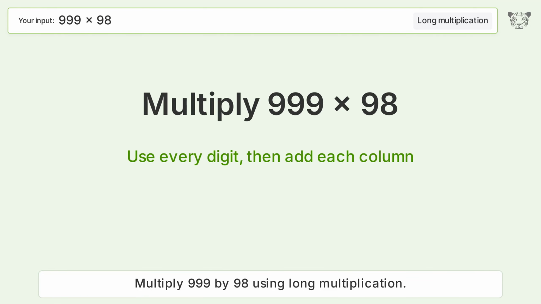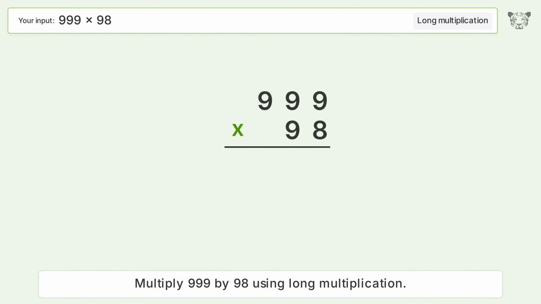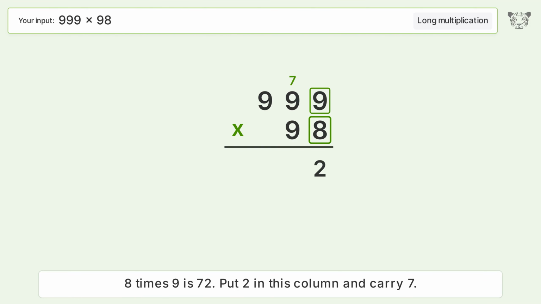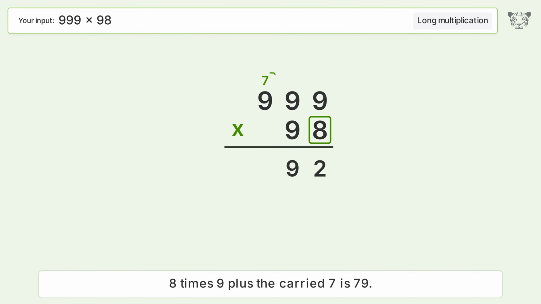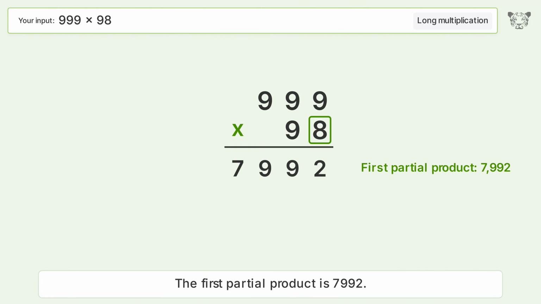Multiply 999 by 98 using long multiplication. Start with the ones digit, 8. 8 times 9 is 72. Put 2 in this column and carry 7. 8 times 9 plus the carried 7 is 79. Put 9 in this column and carry 7. 8 times 9 plus the carried 7 is 79. The first partial product is 7,992.